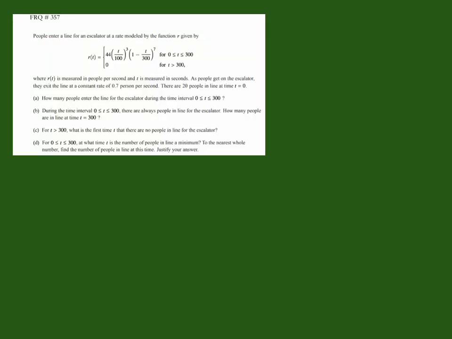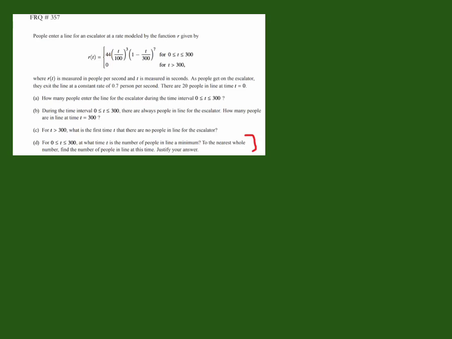This is FRQ 357. We're going to do probably a net change, and let's see. It asks about a minimum down here, so that looks like an absolute minimum. It's just got a bunch of questions based on this. Now, let's read this question carefully.